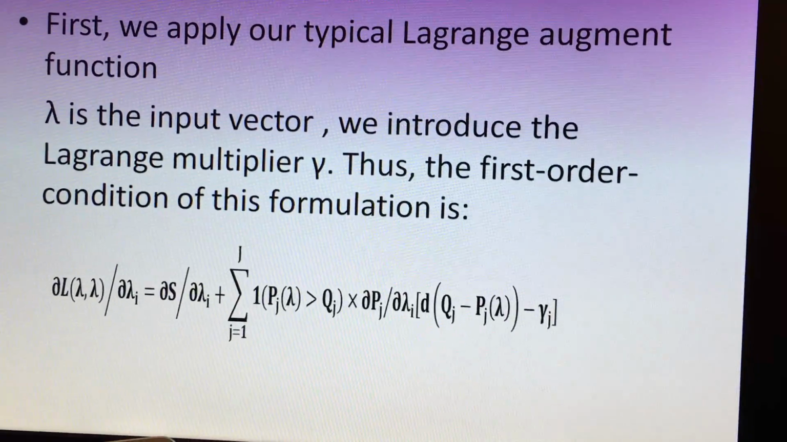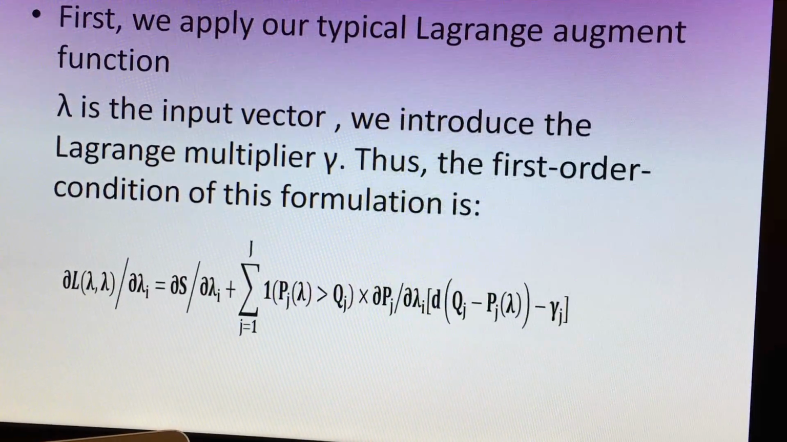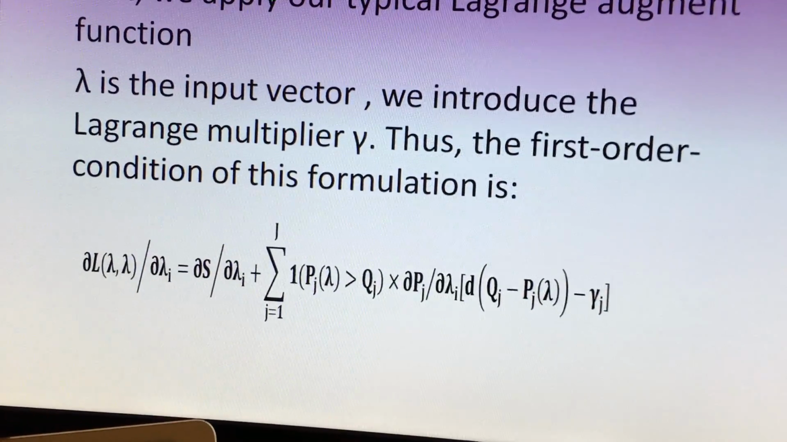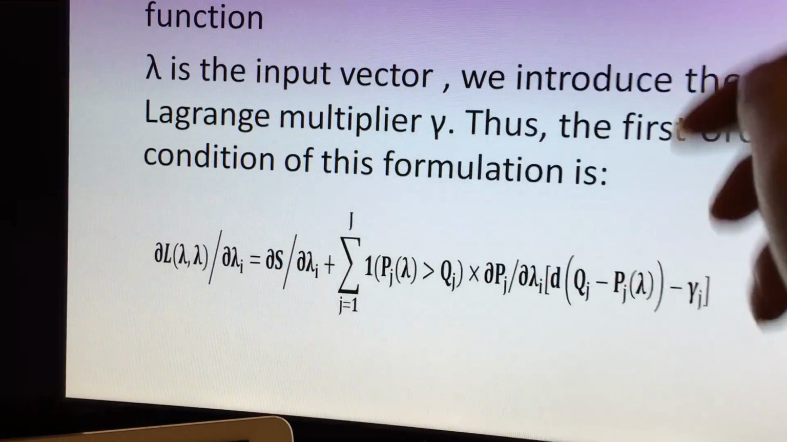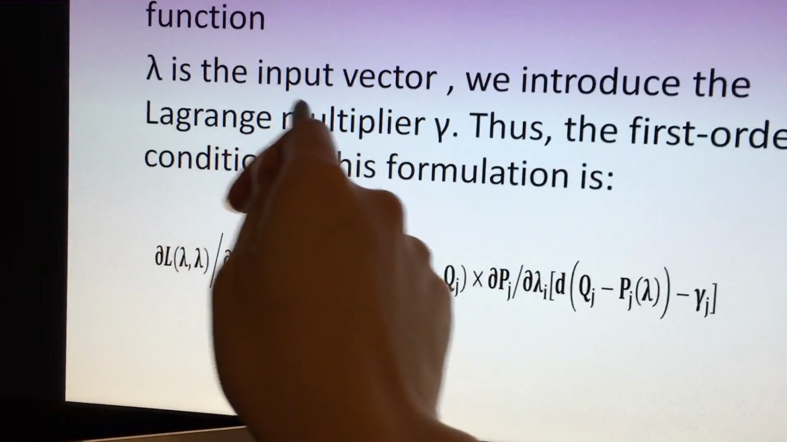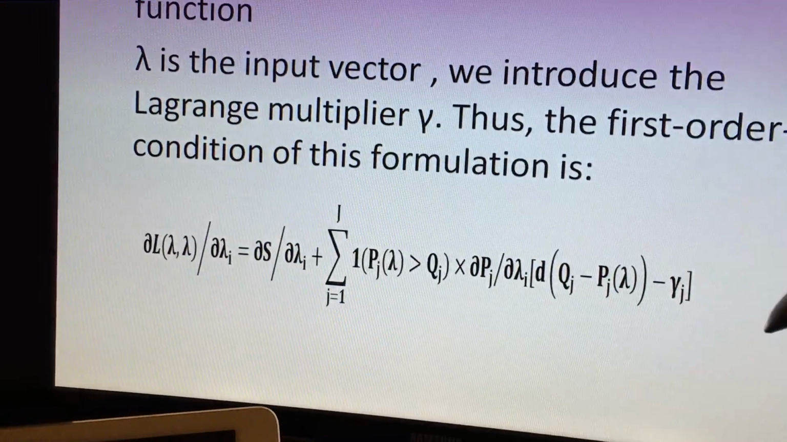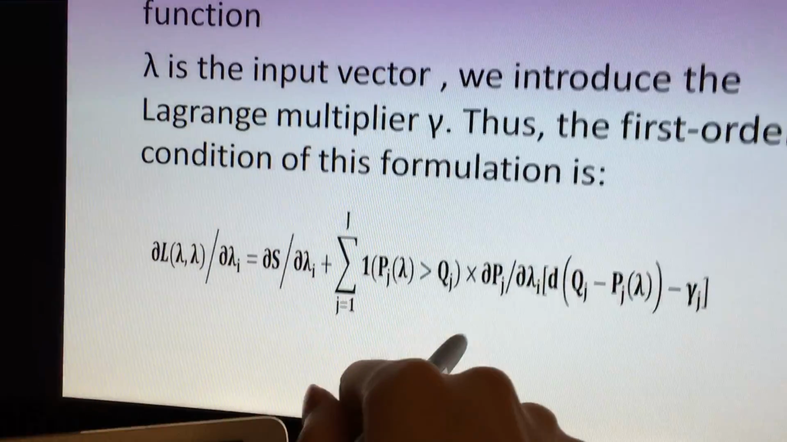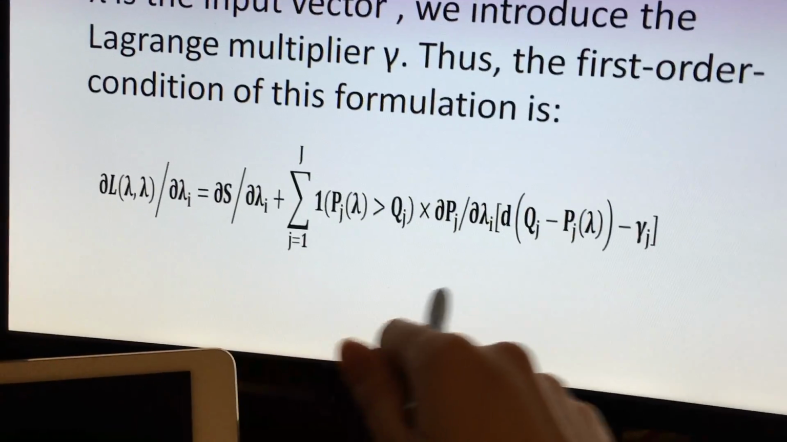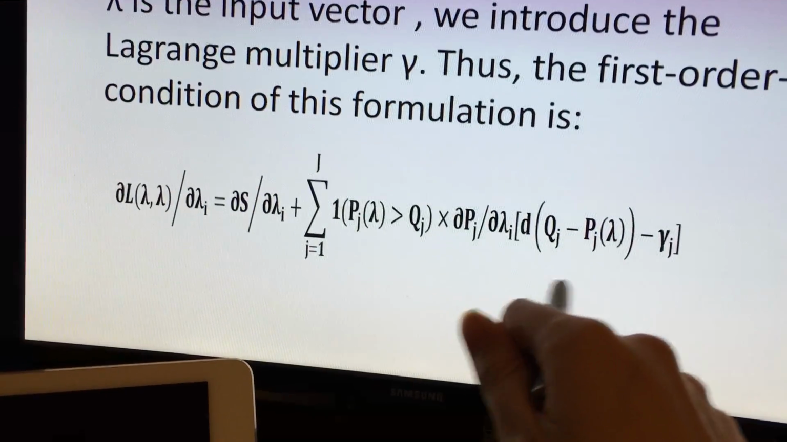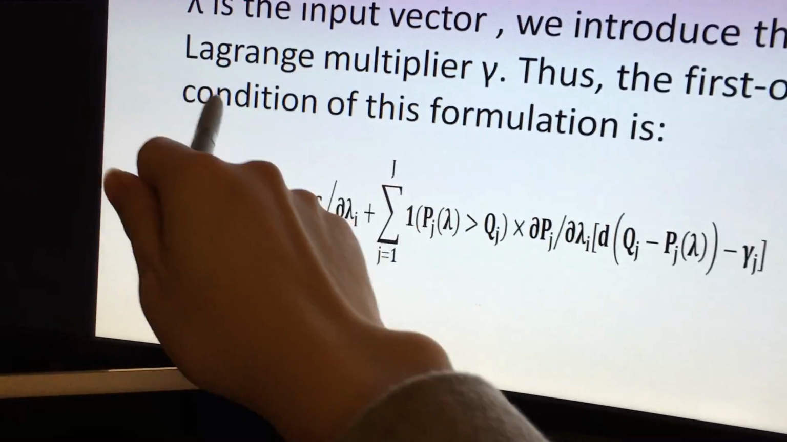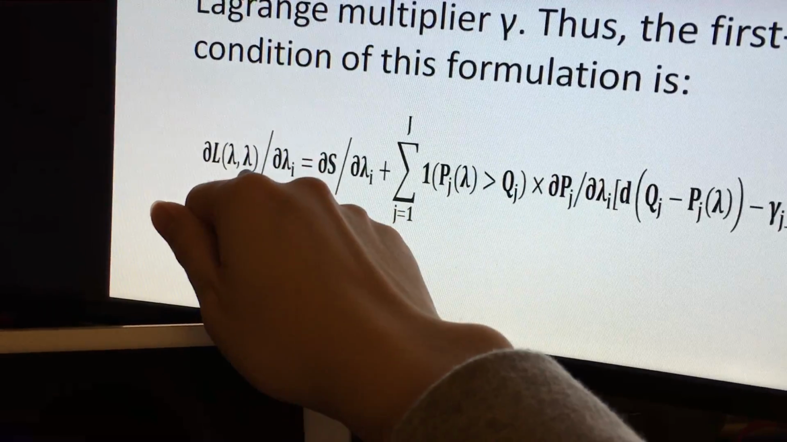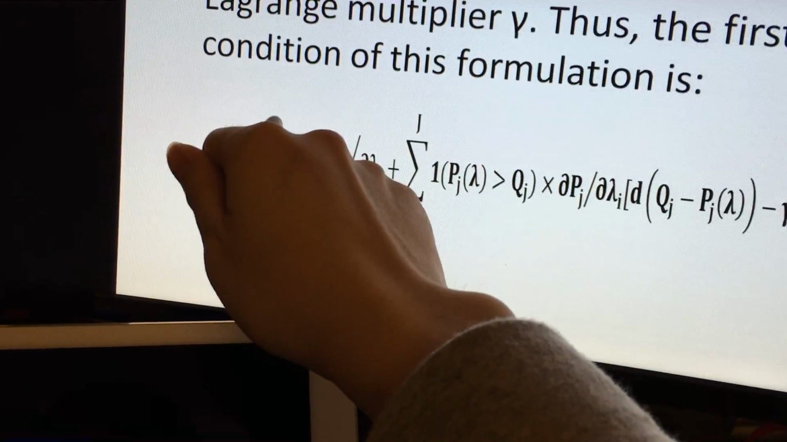Because our method is based on the Lagrange method, we should apply our typical Lagrange augmented function. Since in this problem lambda is the input vector, we should take the derivative with respect to lambda on both sides of the equation. This is our first order condition, and we reintroduce the Lagrange multiplier. So this one I miswrote. It should be eta, not lambda.